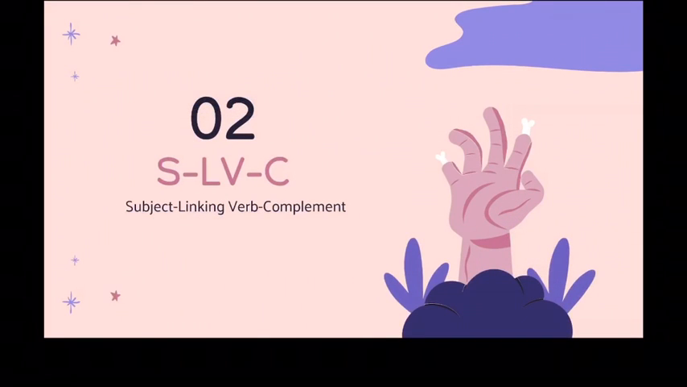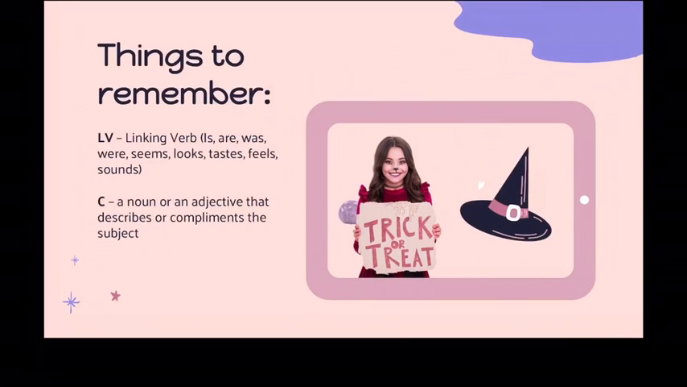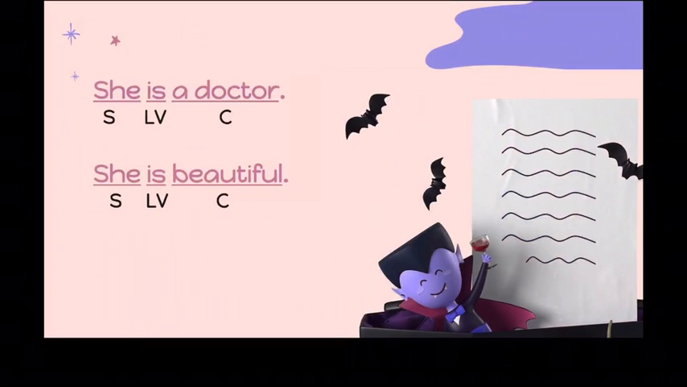Let us now go to the SLVC or the subject linking verb complement pattern. Things to remember: LV or the linking verb are the following: is, are, was, were, seems, looks, tastes, feels, or sounds. C or the complement is a noun or an adjective that describes or complements the subject. Take note, in these two sentences, a doctor is a complement that is a noun, and beautiful is a complement that is an adjective.